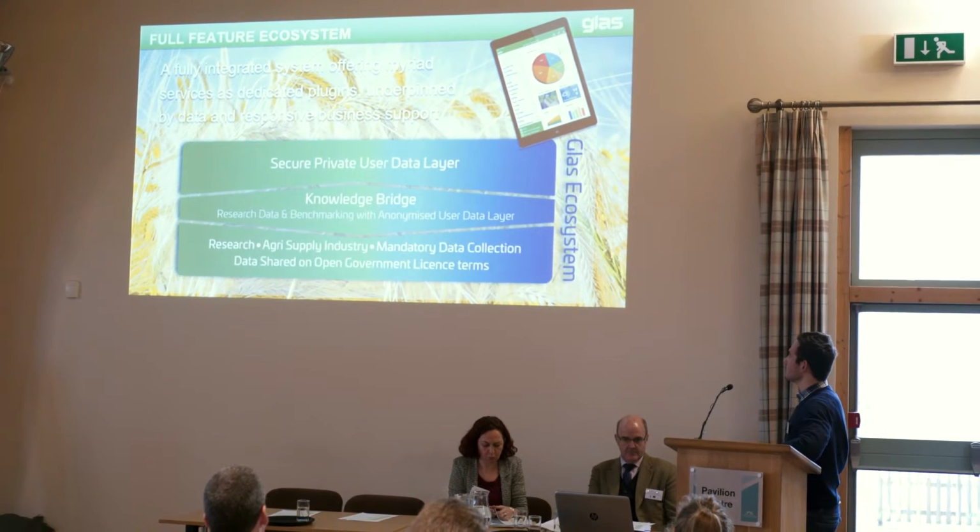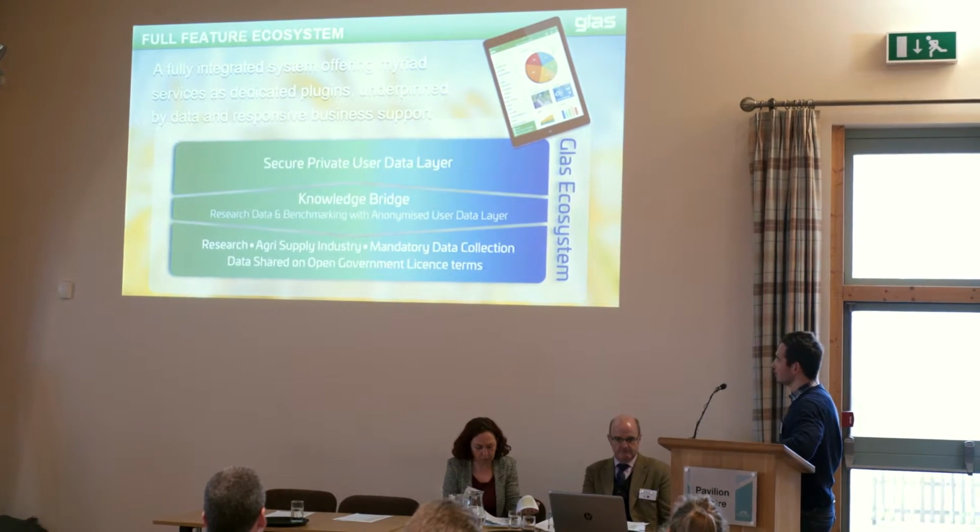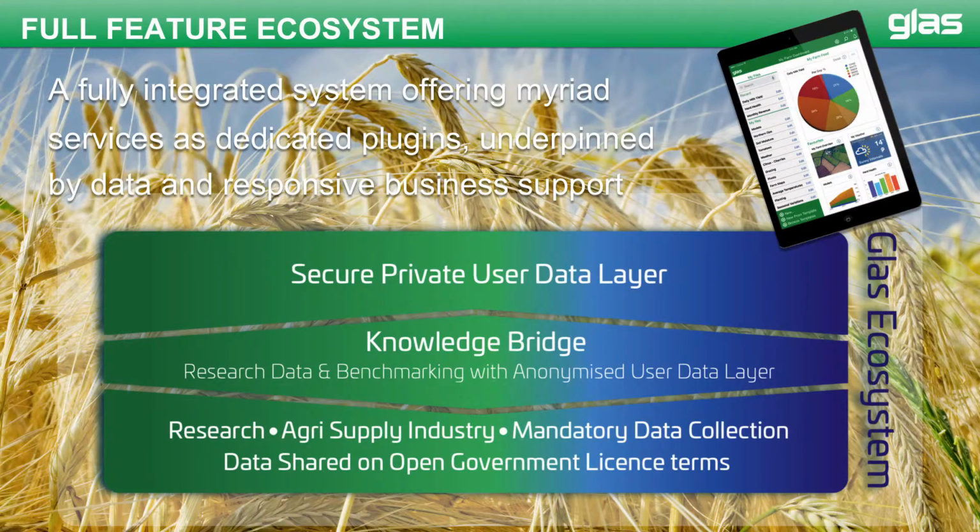So once we've got a full-featured ecosystem up and running, this is sort of what it's going to look like. You're always going to have your own user data layer, which is 100% private, individual to the user. We're also looking at facilitating a knowledge bridge between researchers and farm businesses. And what we want to do is make research data relevant to individual farm businesses. We're actually talking with someone at the moment about microclimate weather data, and there's a few other things as well.